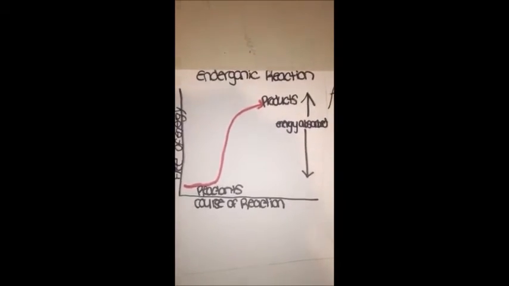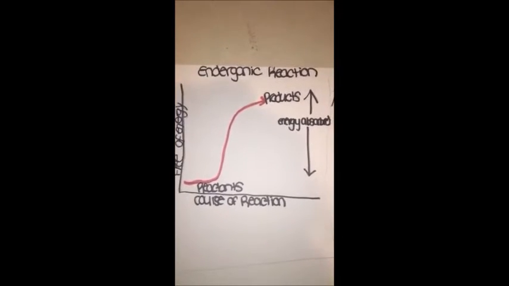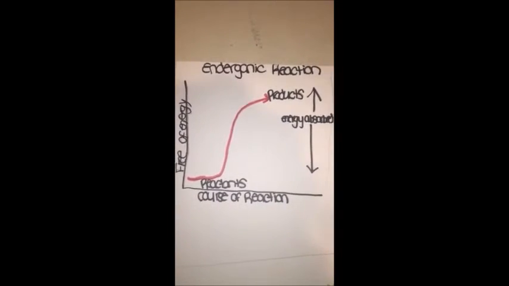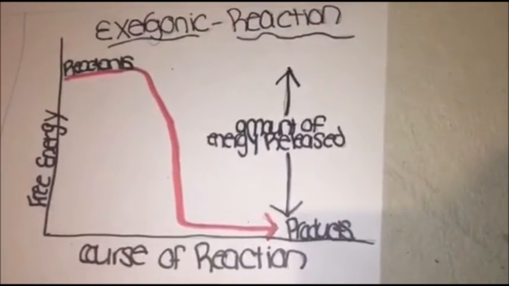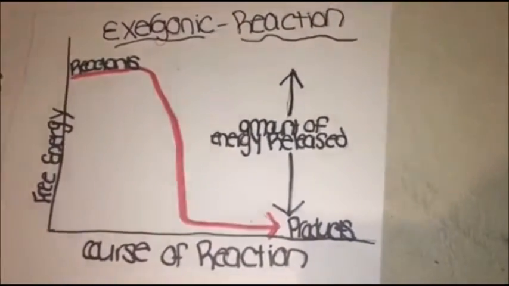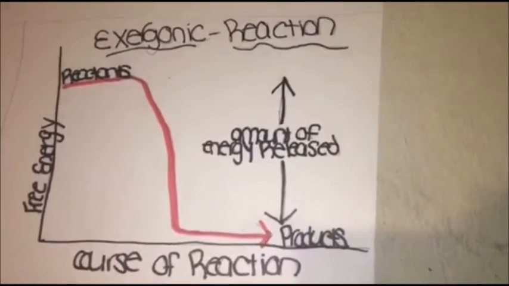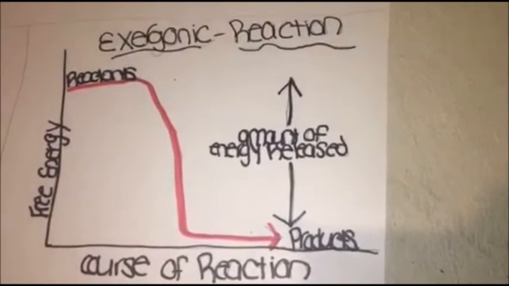Endergonic reaction is a reaction that requires energy to be absorbed in order for it to take place. Exergonic reactions are chemical reactions that release energy in the form of heat. This energy is released when bonds are broken.